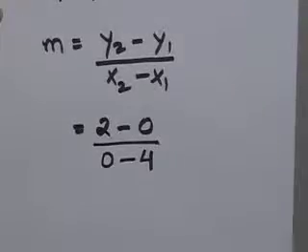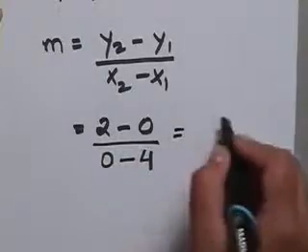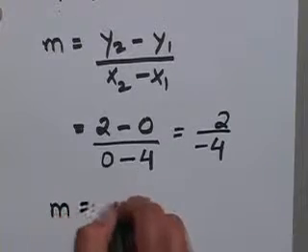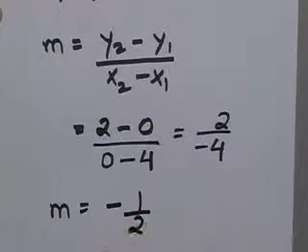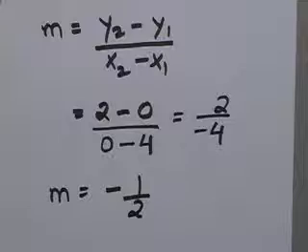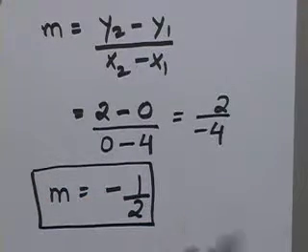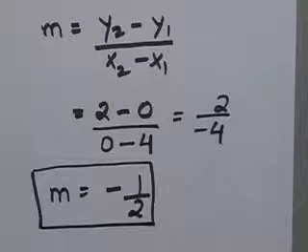And let's see, what do we end up with? You have 2 over -4, which you can reduce further, and that will give you a slope of -1/2. And there you have it. If they give it to you in an equation form, go ahead and find your x and y intercepts, and then you can plug those values into your slope formula and come up with the slope of the given line.